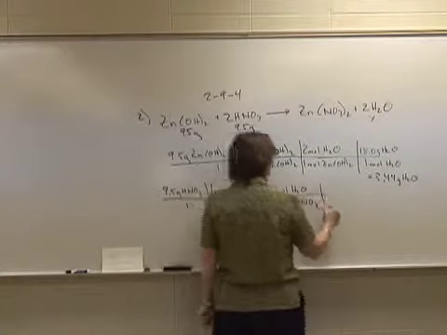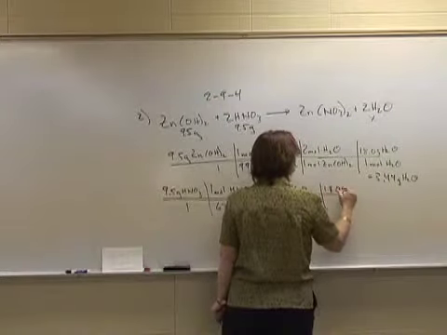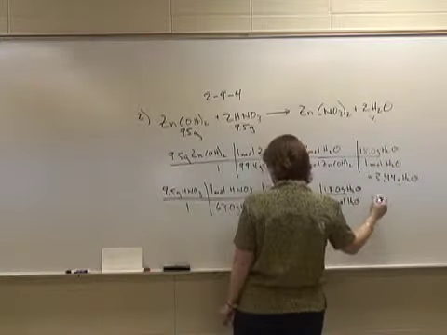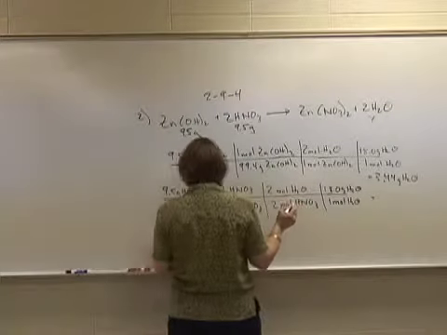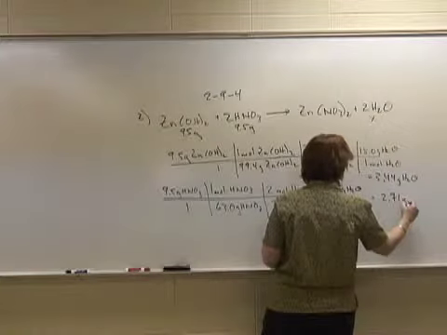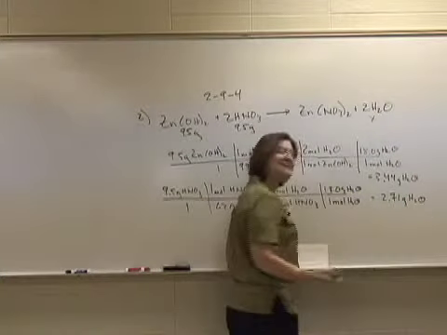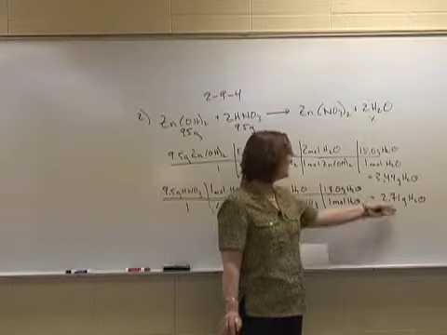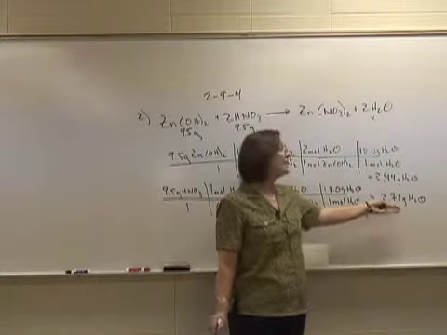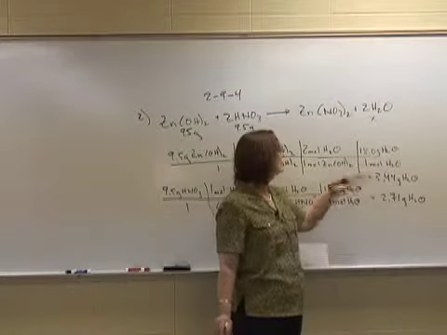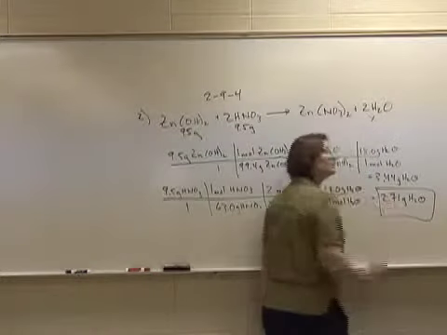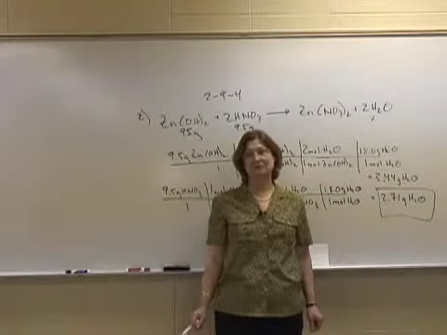And then I go to grams. There are 18.0 grams of water in every 1 mole of water. And when I solve this, I get 2.71 grams of water. And I see that the grams of water is less when I use the nitric acid than when I have the zinc hydroxide. Therefore, my final answer is going to be the smallest of the 2 possible numbers.